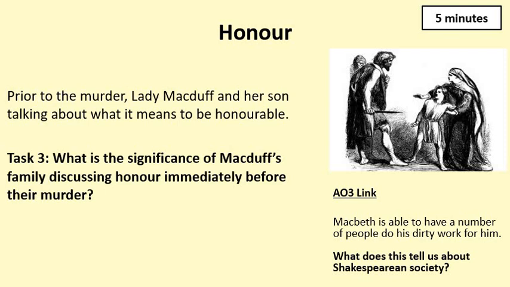So, structurally, why do you think that Shakespeare made the choice to have these two characters talking about the significance of honour immediately before they die? Think about how it juxtaposes Macbeth when you're thinking about an ideal leader. It might also be worth thinking about how you can link this to the context. So it seems that Macbeth is able to easily find a range of people to commit these murders on his behalf. So what could Shakespeare be revealing here about society at that time? So pause it for 5 minutes. Task 3, go.